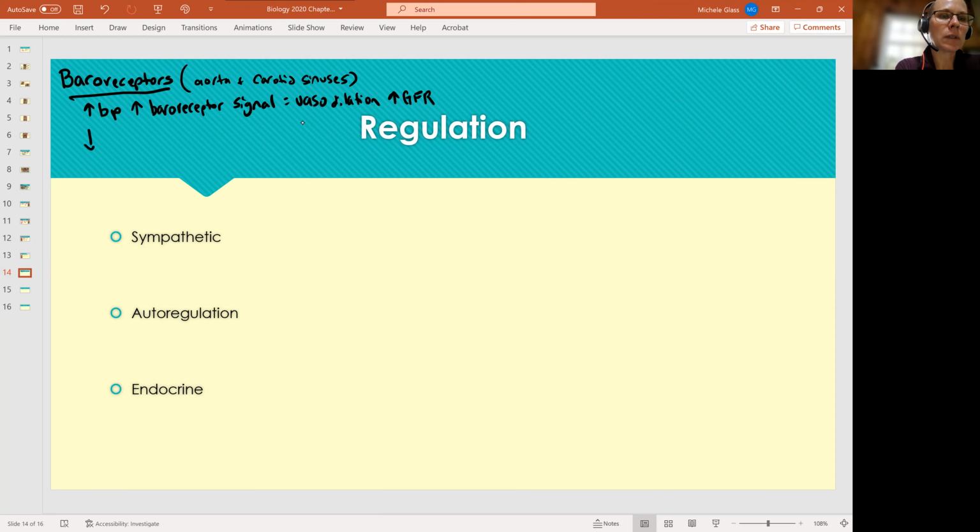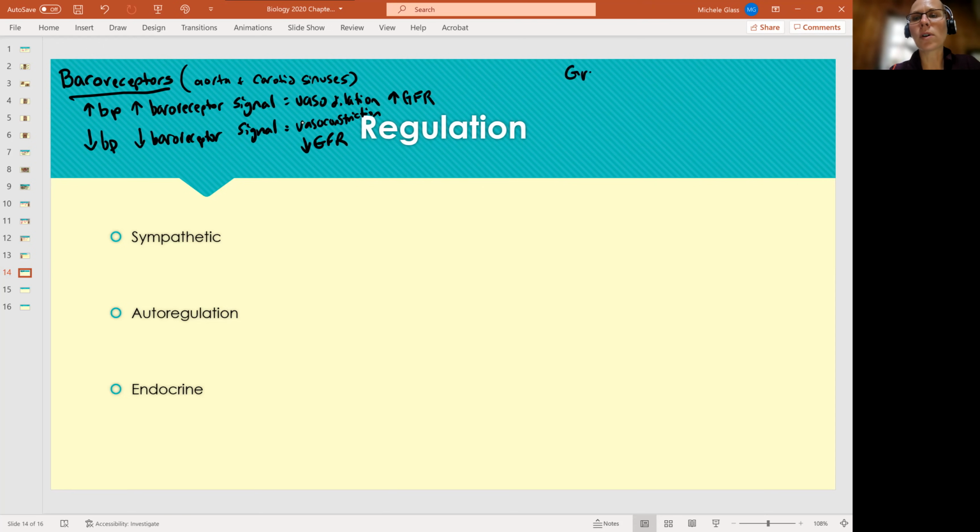And so we see the opposite happening when our blood pressure is low. We get a decrease of the baroreceptor signaling. And this is going to trigger vasoconstriction, which would ultimately reduce the glomerular filtration rate.